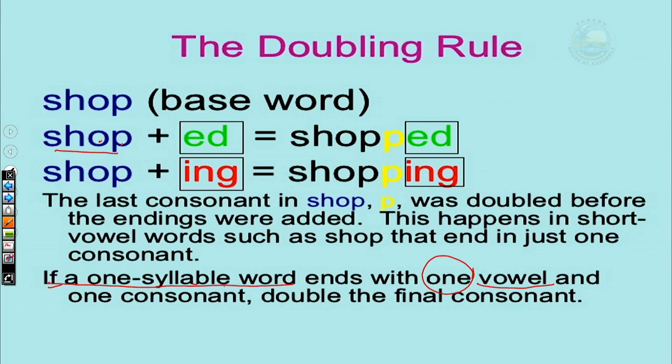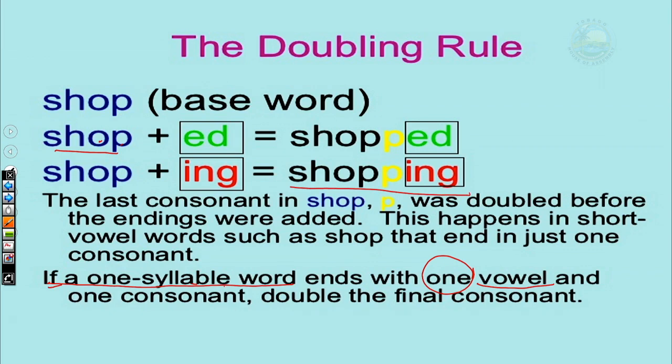Now, suppose we want to add ing to the word shop. Ing is a suffix, and we want to add it to the word shop to make the word shopping. What must we do? Remember the rule. Vowel, consonant. A word ending with vowel and consonant, we double the final consonant before adding ing, as is highlighted right here. So shopping is spelled shopping.